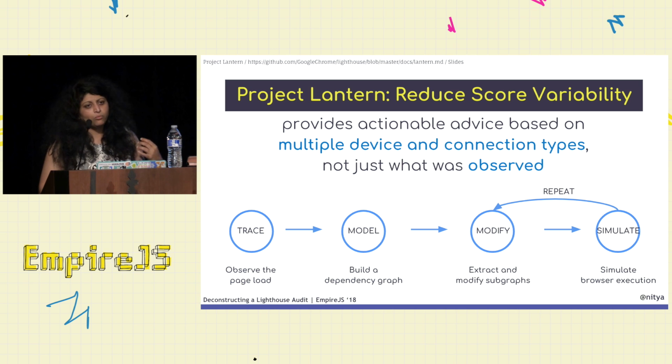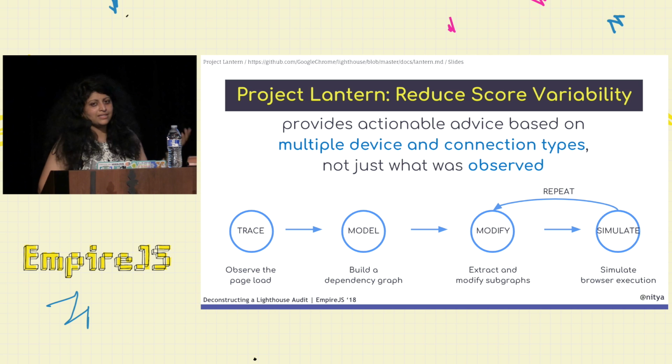But what Project Lantern did was recognize that there is a variability in the scores. In other words, if you run the same audit on Lighthouse, based on where you are, what time it is, what device you're on, you're going to get different scores. So how do you tackle a moving target, right? And the reason is it's actually doing a lot of throttling, it's emulating a lot of things.